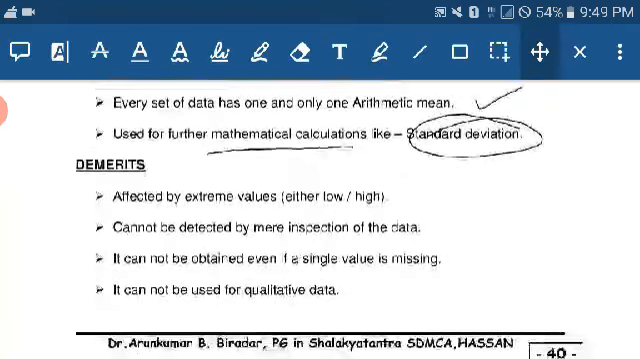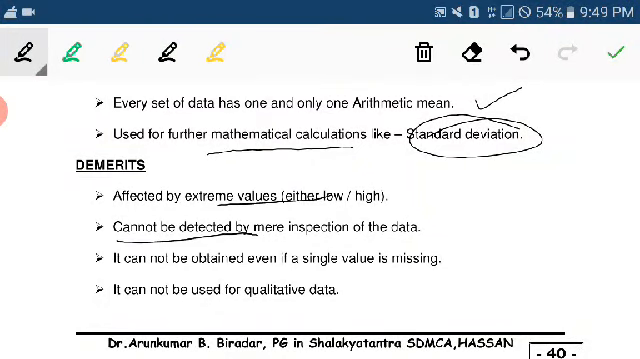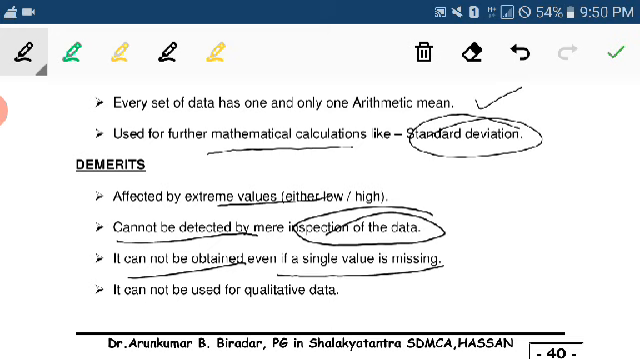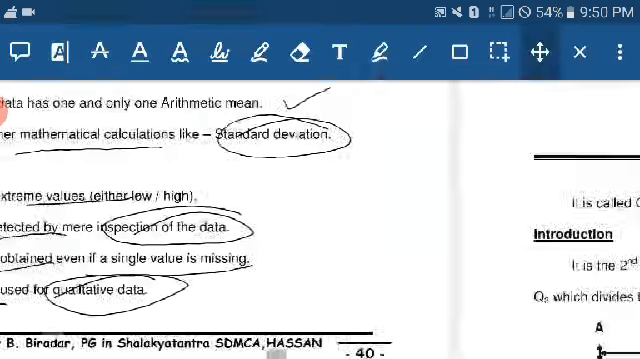Demerits: it is affected by extreme values, and it cannot be detected by a mere inspection of data. It cannot be obtained even if a single value is missing. It cannot be used for qualitative data.